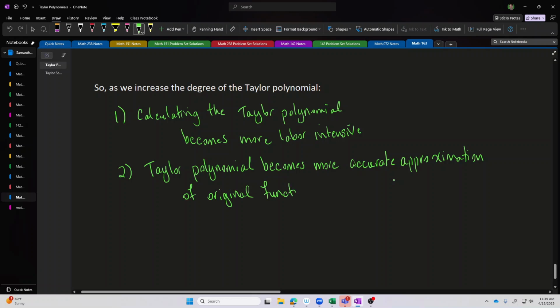So you can do everything with the Taylor polynomial that you could do with the linear approximation. If you need more accuracy in your calculations, all you have to do is crank up the degree of your Taylor polynomial, because the higher the degree, the more accurate your estimation becomes. The downside is, as you calculate the Taylor polynomial with higher and higher degrees, actually finding that Taylor polynomial takes more time and more labor.